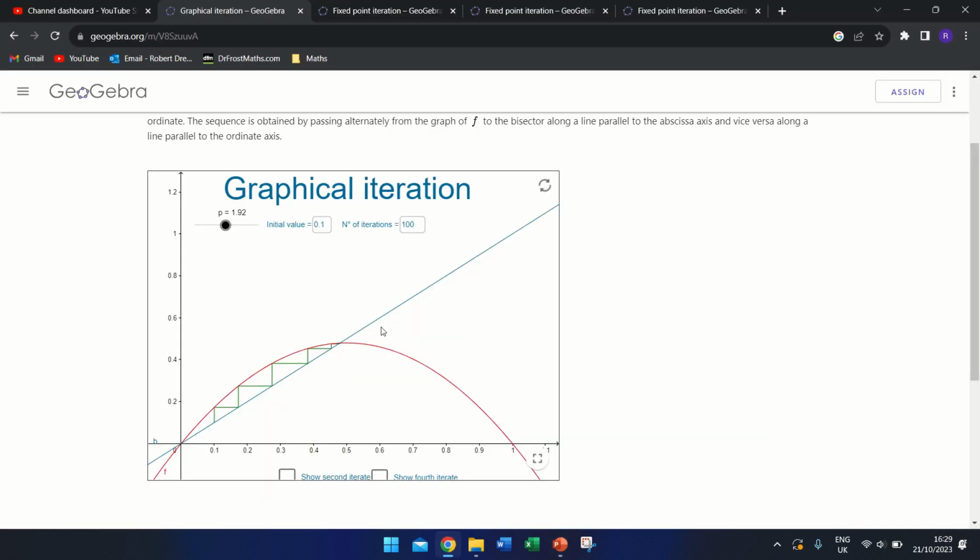So you can see here, this is an example of a graph that we don't have, but this is iteration working, right? You have the line y equals x, and you ask when does that equal whatever other curve you're looking at.